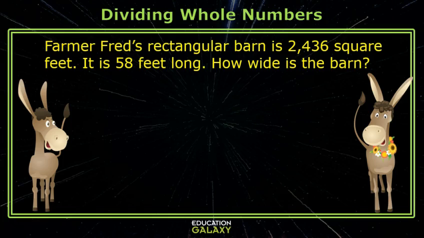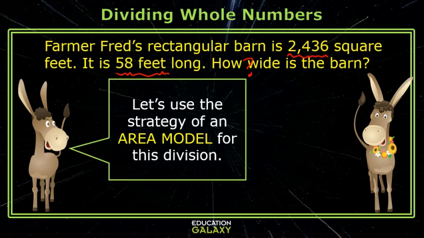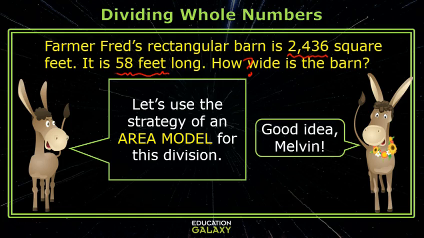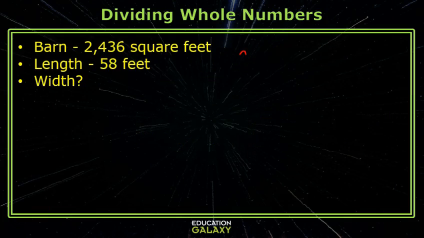Farmer Fred's rectangular barn is 2,436 square feet and it is 58 feet long. We need to figure out how wide the barn is. Yeah, let's use the strategy of an area model for this division, Maisie. Yeah, good idea, Melvin.